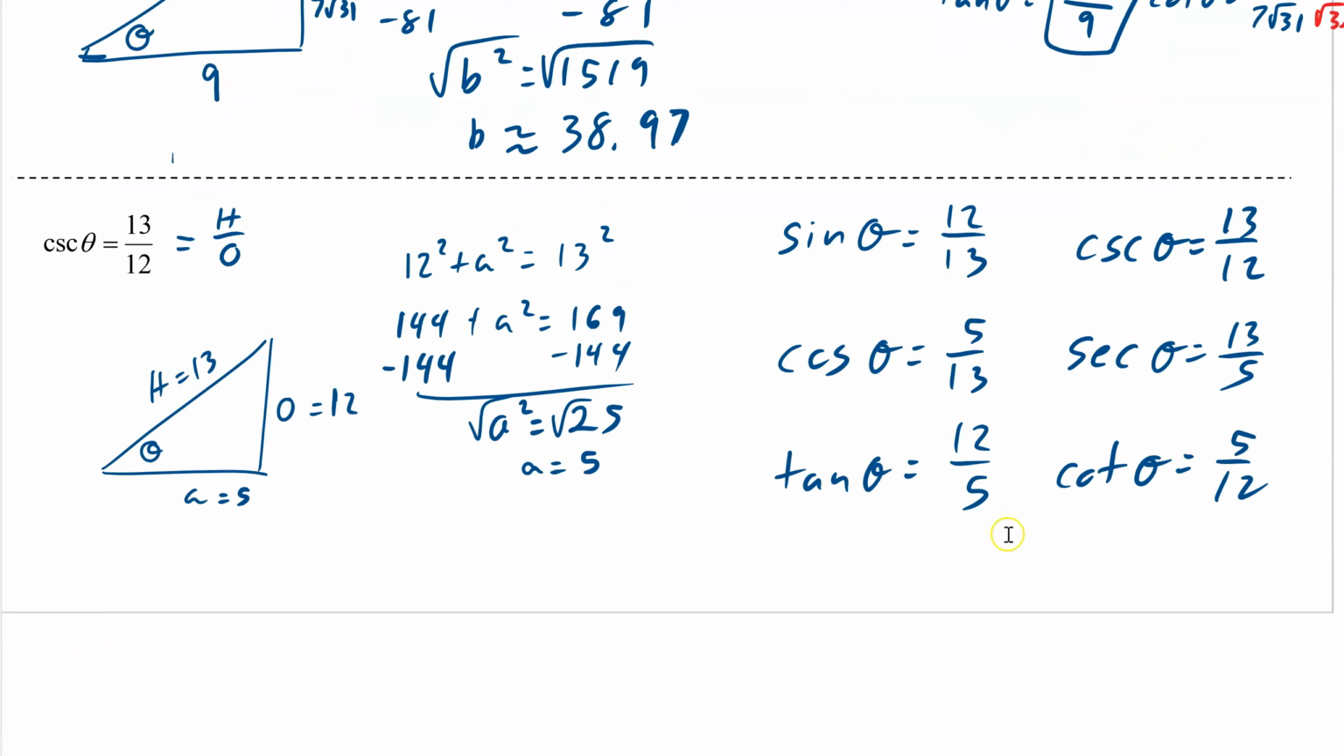And so these are the 6 trig ratios you should have gotten. Take a look at it. Hit pause. All right, thank you.